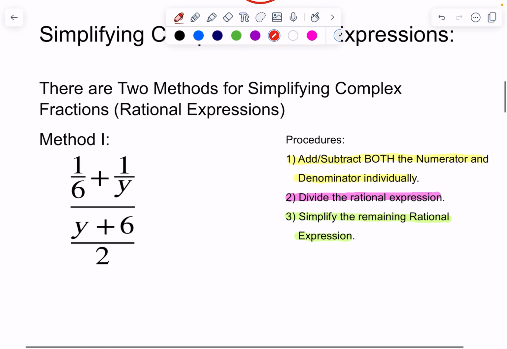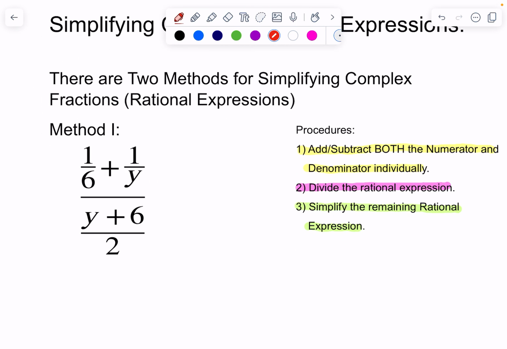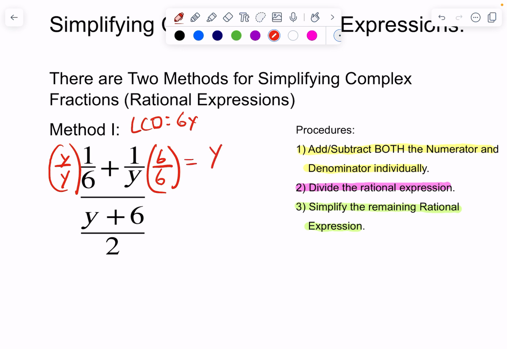In order to add and subtract both the numerator and denominator individually, we have to find the common denominator. The least common denominator of the numerator is 6y. This first fraction is missing a y, so I have to multiply that to both numerator and denominator. This second fraction is missing a 6, so I have to multiply that to the numerator and denominator. Then I can have my numerator, the sum of the numerators, divided by the common denominator. For the denominator, it's pretty easy. We already have a denominator of 2, so we don't need to add anything. We just place it here.